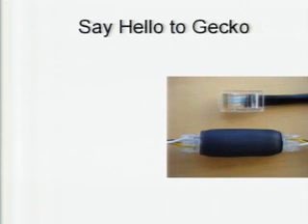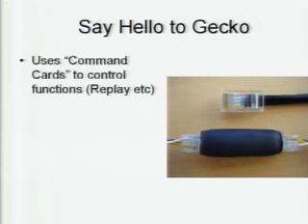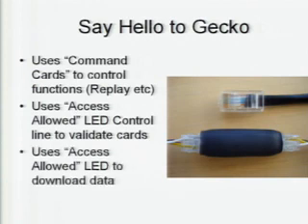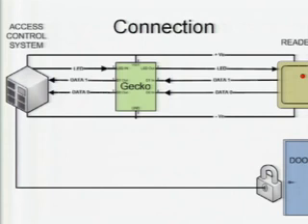Say hello to Gecko. It uses command cards to control the functions. It uses the access allowed LED to make sure we've got the card right. And it also uses the access allowed LED to download data out of the reader. That's my fave. So once you insert it into the system, you see it actually intercepts the LED lines and the data lines to and from the system.